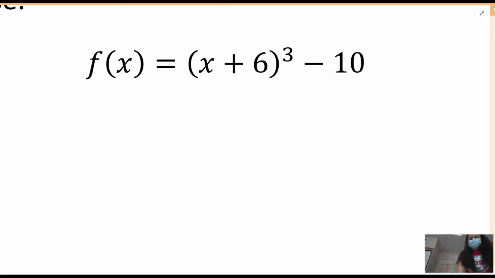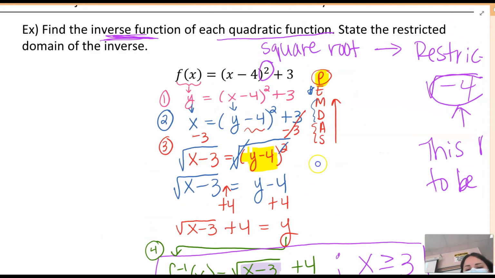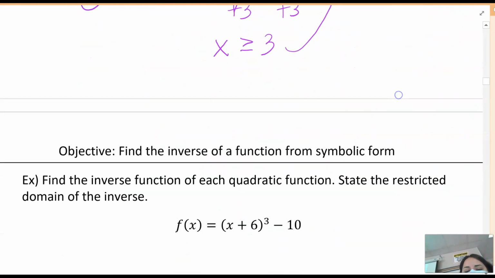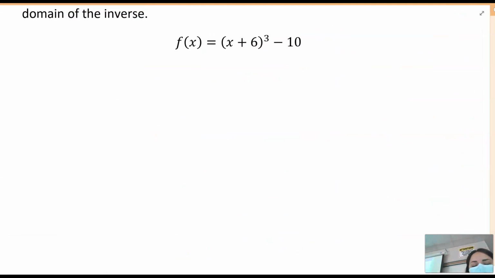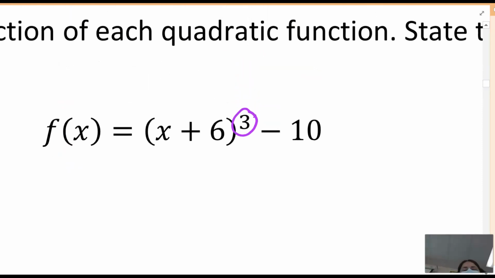All right, so this one, what do you guys notice this time? What's different between this one and the last one we just did? It's positive with the 6 inside the parentheses. It's cubed also, right? So the other one, yes, it had like a plus 4, I think, or plus 3. And then this one has a minus 10, yes. But the main thing is that this one has a cubed instead of a squared. So the cubic functions, the inverse is going to be a cube root function, okay?